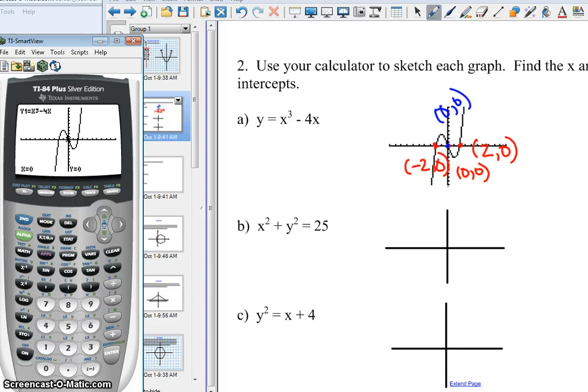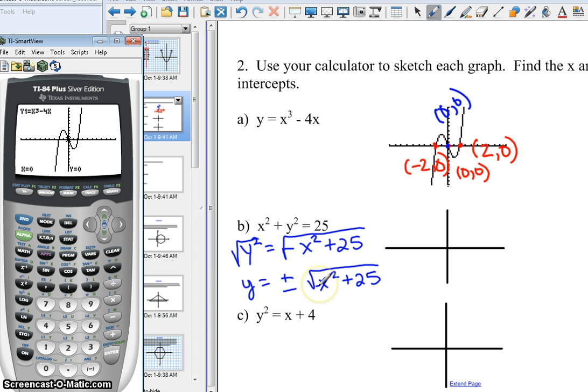For the next question, we have to begin by solving the equation for y. So I'm going to subtract x squared, which is going to be y squared equals negative x squared plus 25. Then we have to take the square root of both sides to get y by itself. Y equals plus or minus the square root of x squared plus 25. I'm sorry, there's a negative in front of that x squared. So it's negative x squared plus 25 underneath the radical.